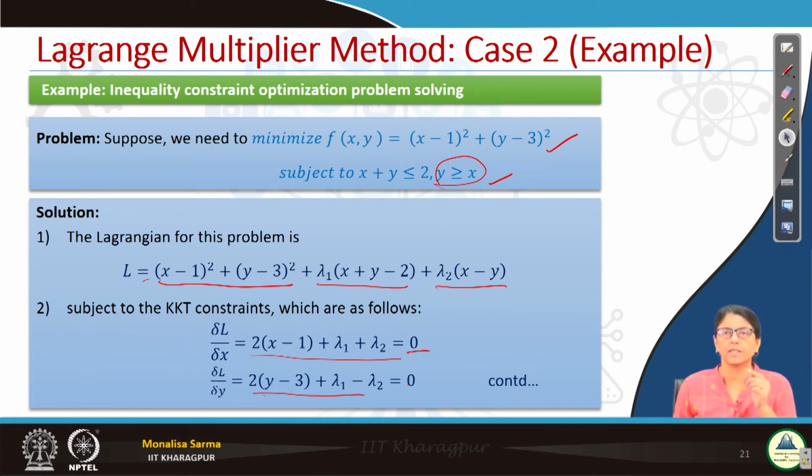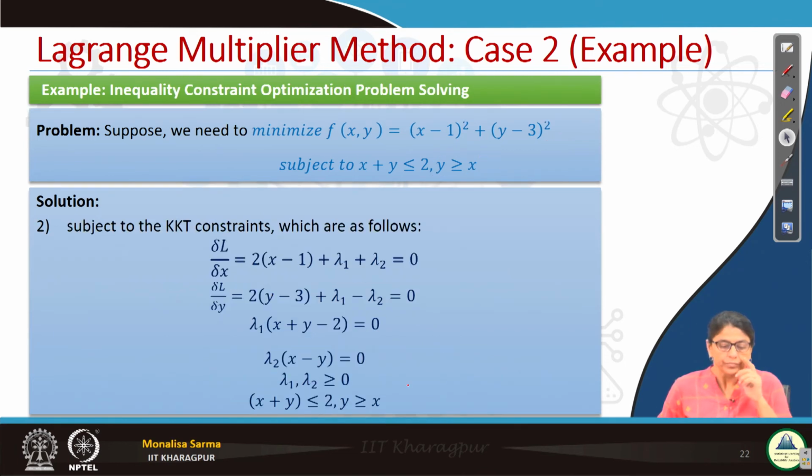Remember what was my KKT constraint? One is del L by del xi for all the attributes. Here there are two attributes, x and y, that we have done. And what is the second constraint? Second constraint is that all my lambda 1, lambda 2 are greater than or equal to 0, isn't it? And what is the third constraint? Third constraint is all my hi less than or equal to 0, isn't it?